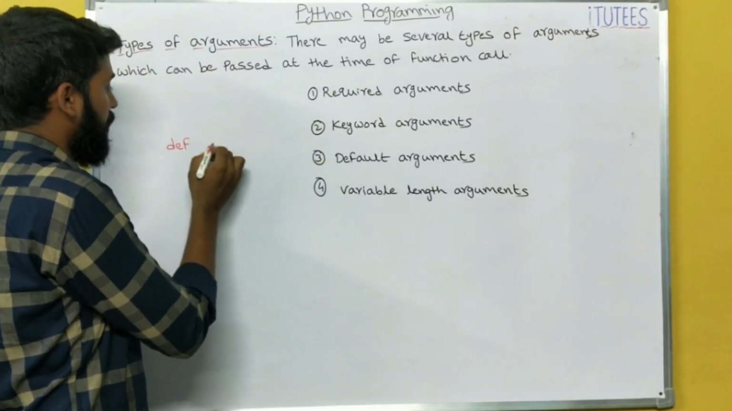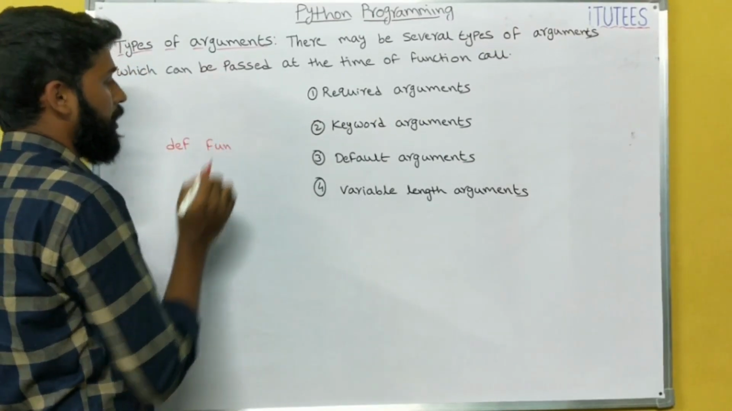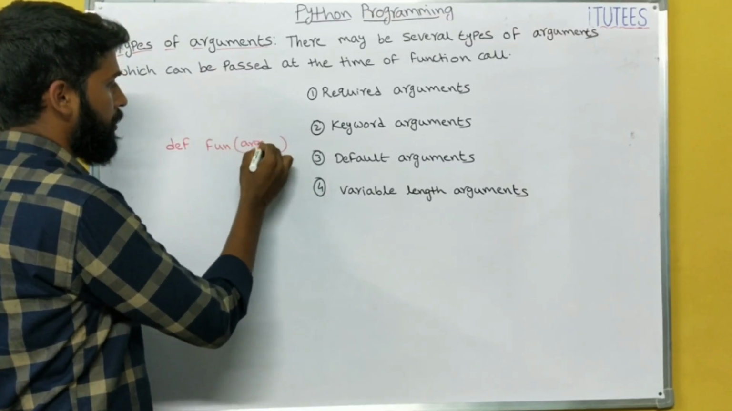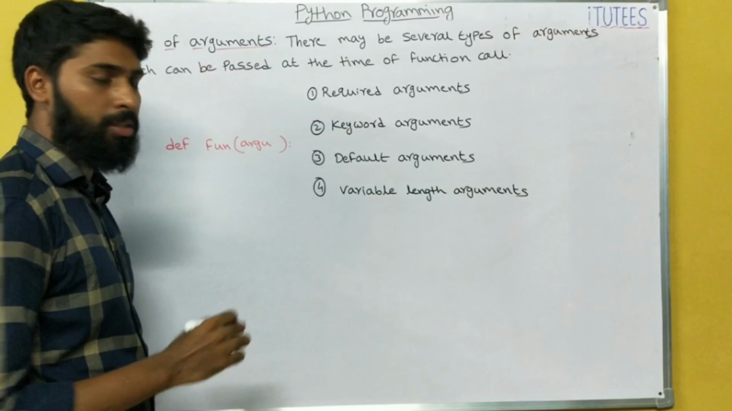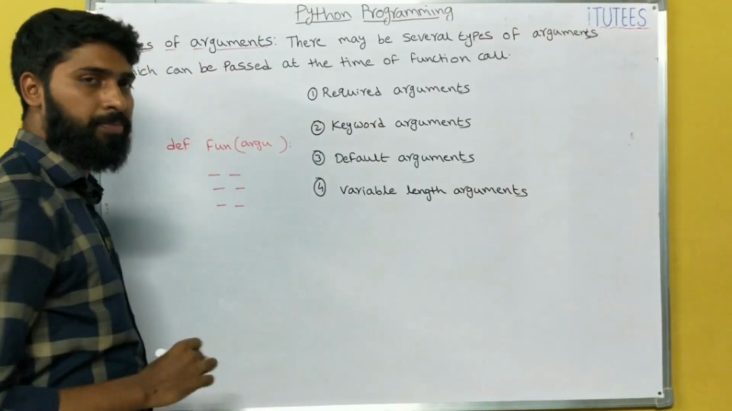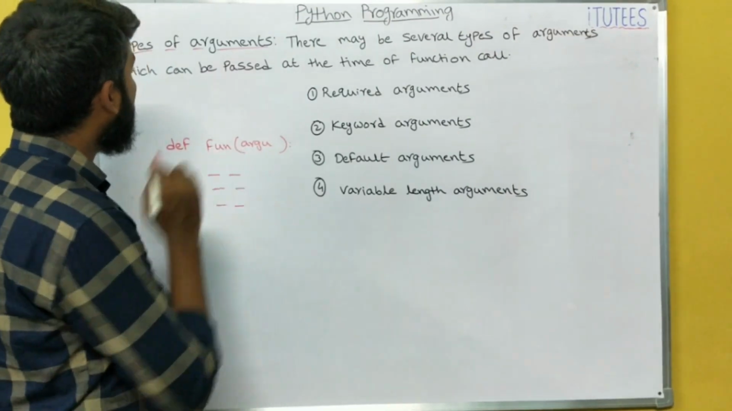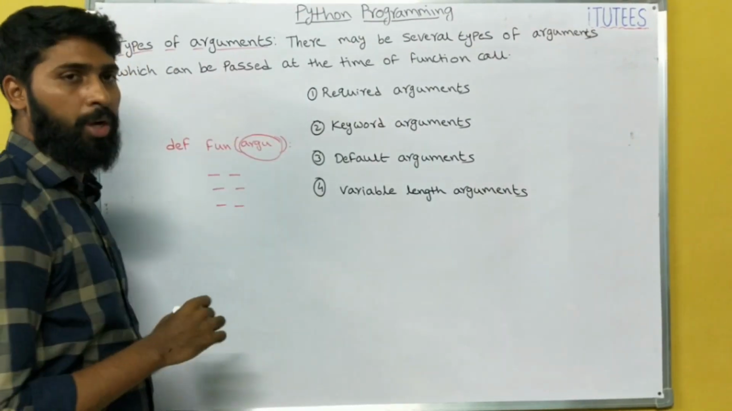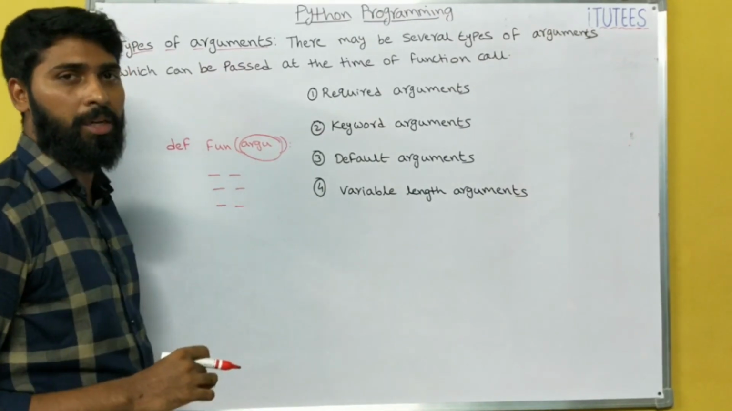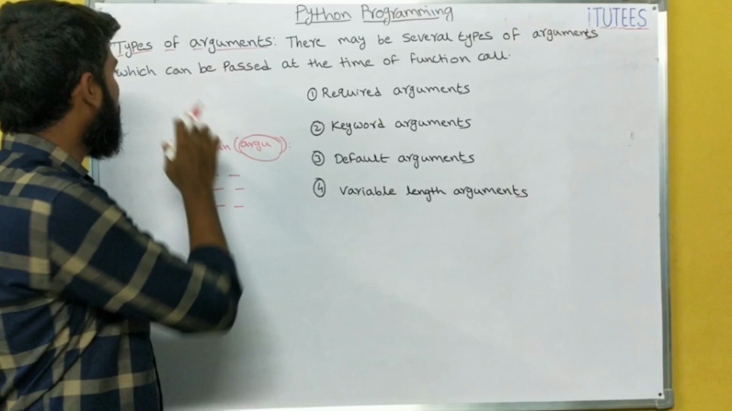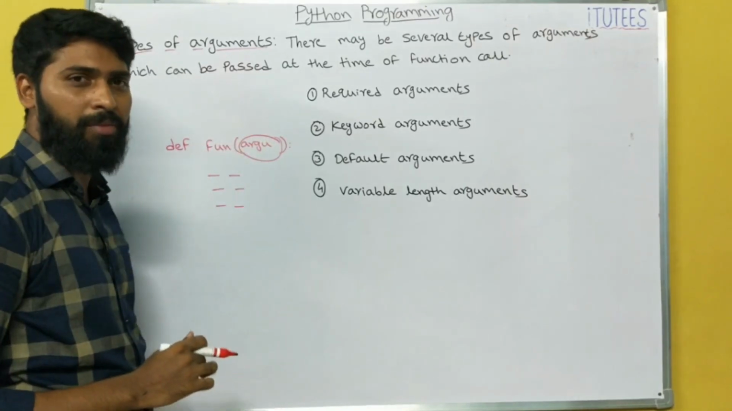Def, then here you write the function name. In brackets you are going to give the arguments. After that comes the function code. Now in this class we are going to discuss the types of arguments. How many types do we have in Python? There may be several types of arguments which can be passed at the time of function call.